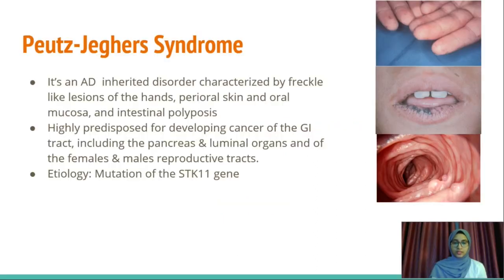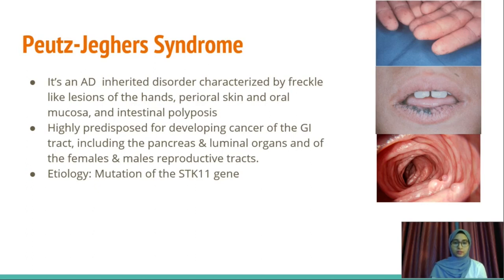Peutz-Jeghers syndrome is an autosomal dominant inherited disorder. As you can see, in the first and second pictures, it is characterized by freckle-like lesions on the hand and around the mouth, and also the oral mucosa. And on the third picture, intestinal polyposis can also be seen.